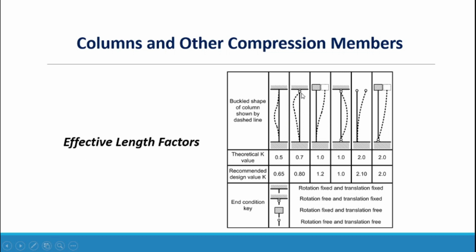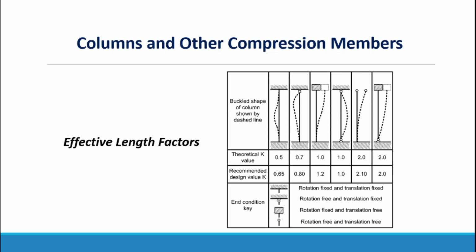For the second diagram, we have rotation free and translation fixed at the top, and the bottom support is rotation fixed and translation fixed. The theoretical K value is 0.7, and the recommended design value K is 0.8. The third diagram is rotation fixed and translation free at the top, and the bottom support is rotation fixed and translation fixed. The theoretical K value is 1, and the recommended design value K is 1.2. The fourth diagram has rotation free and translation fixed at top and bottom support, and the theoretical K value is 1. And the recommended design value K is also 1.